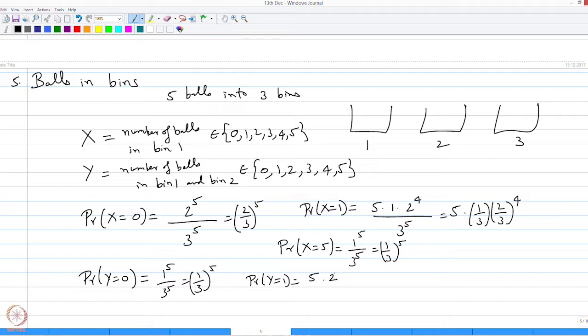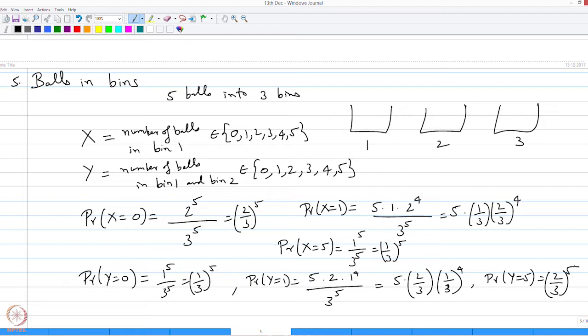It could either go into bin 1 or bin 2 and then the remaining 4 balls have to go into bin 3. Okay. So, this divided by 3 power 5. So, you will have 5 times 2 by 3 times 1 by 3 power 4, I am sorry. Okay. So, likewise if you calculate the probability of Y equals 5, you are going to get 2 by 3 power 5. Okay. So, one can do random variables like this.